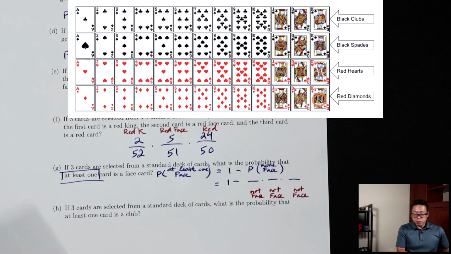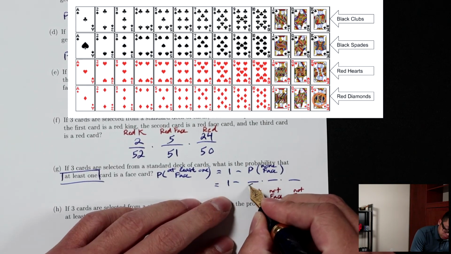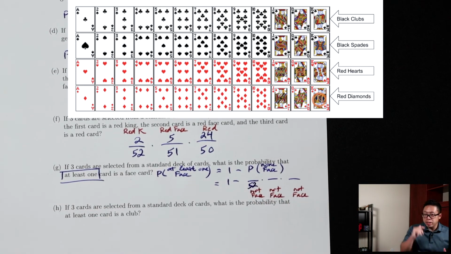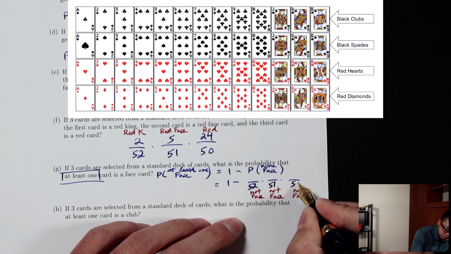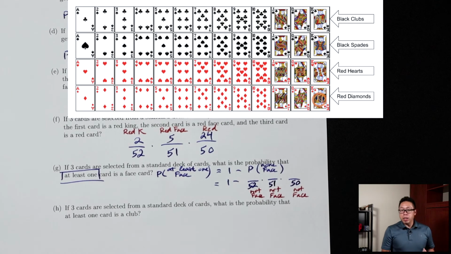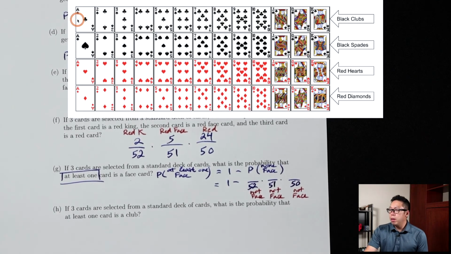The bottom of the fractions. First one, how many different cards can I choose from? That's 52. And then once again, I do have to reduce because I'm not putting these cards back. So 51, 50. Now I want to count the not face cards. Not face cards would be 1 through 10 on all 4 rows. That's 1 through 10 times 4. That's 40.